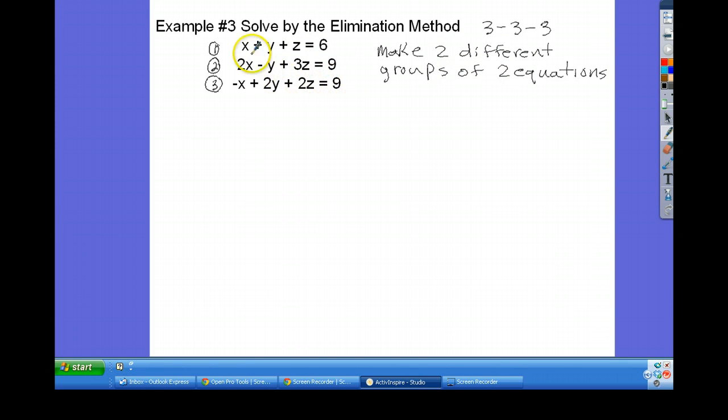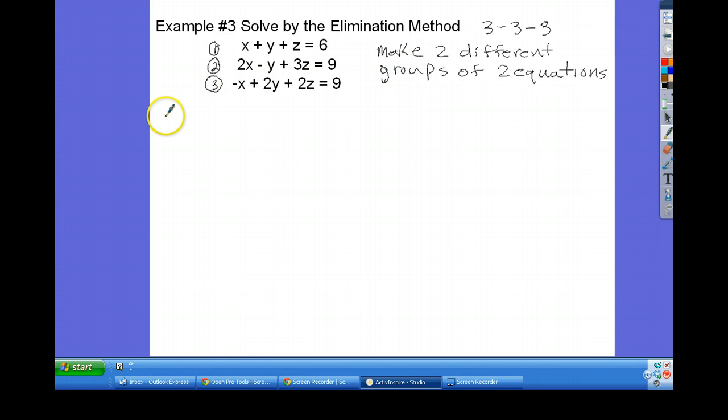So as I look at this, I like pairing equation 1 with equation 2, and pairing equation 1 with equation 3, and eliminating x, because I can see if I add this x to this x, the x will go out, and then if I take this one and times it by negative 2, this one will go out. Now you can make different groups and it'll work, but this is the way I'm going to do it.